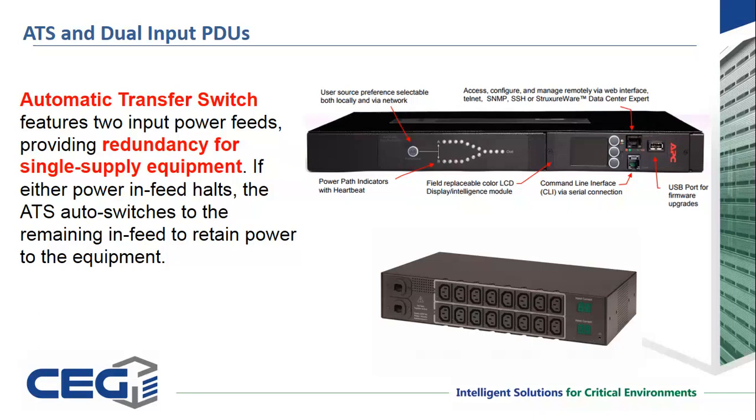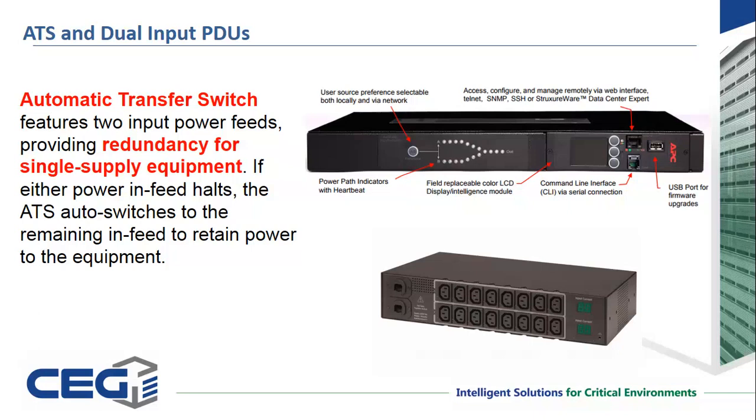So if you've got a legacy piece of equipment, some people have modems or smaller power consuming gear that only has one cord, you're going to plug it into one of these ATSs, and there's two power feeds coming into the ATS. So if one of the inputs goes down, the other one will kick over instantaneously for the most part, so that single corded device stays up and running.